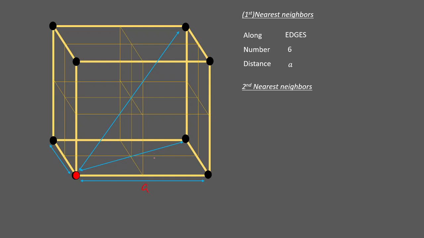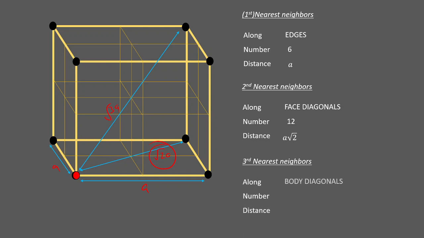Second nearest neighbors. So this is a, this is root 2a, this is root 3a, this again is a, of course. So the second nearest neighbor will be along face diagonals. And what is the number of face diagonals originating from one vertex in a cubic lattice? That was 12, right? Distance will be root 2a. Fine. Third nearest neighbor, this is very easy. You will get along body diagonals. What is the number of body diagonals originating from one vertex in a cubic lattice? 8. Distance root 3a. Fine.